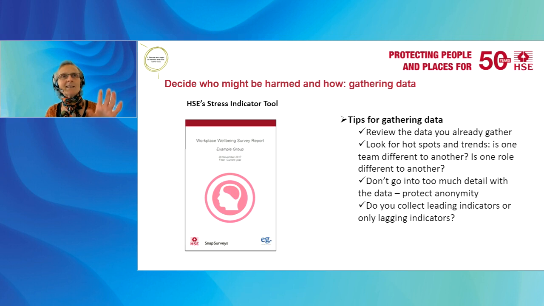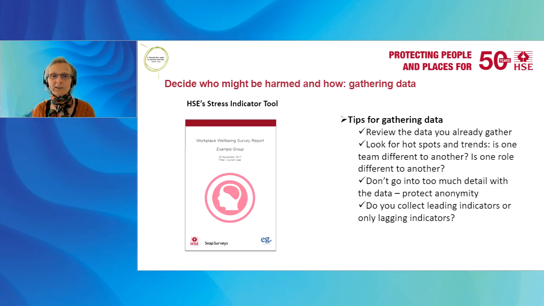These tend to be things that larger organisations collect. Smaller organisations might have a feeling for some of the information that these data sets can generate, but not necessarily have them formalised in terms of staff surveys. The stress indicator tool is a tool that you can use. Generally, it's for larger organisations.